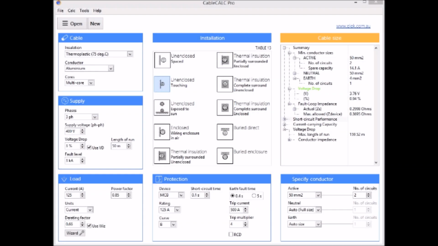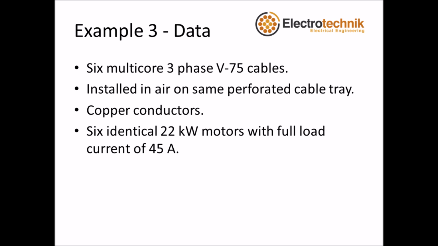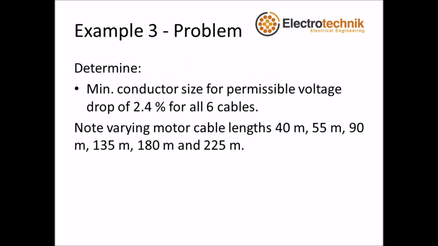The 6 multi-core V75 cables with copper conductors are installed on the same perforated cable tray and are supplying 6 identical motor loads. The objectives are to calculate the minimum conductor size for a permissible voltage drop of 2.4% for all 6 cables. Note that each of the cables has a different length.